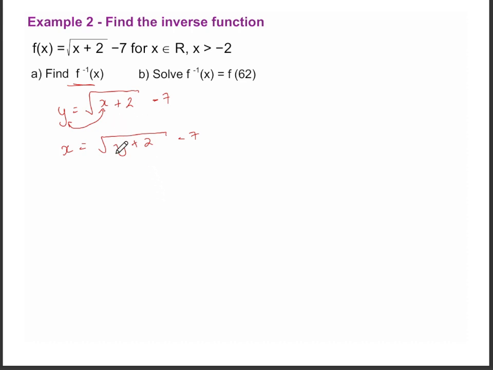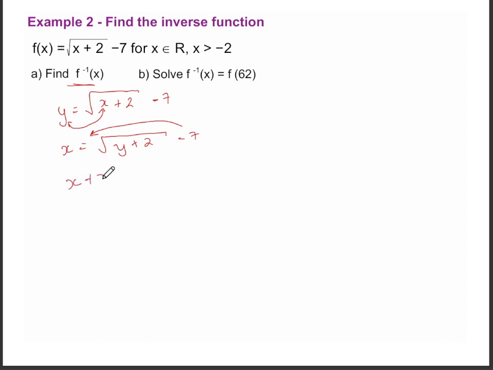So you either make x the subject directly, and then change the x into the y at the end, or you change the x and the y at the start, and then make y the subject. So we did the first way, making x the subject first. So we're going to use the other way now, making y the subject after we switch at the start.